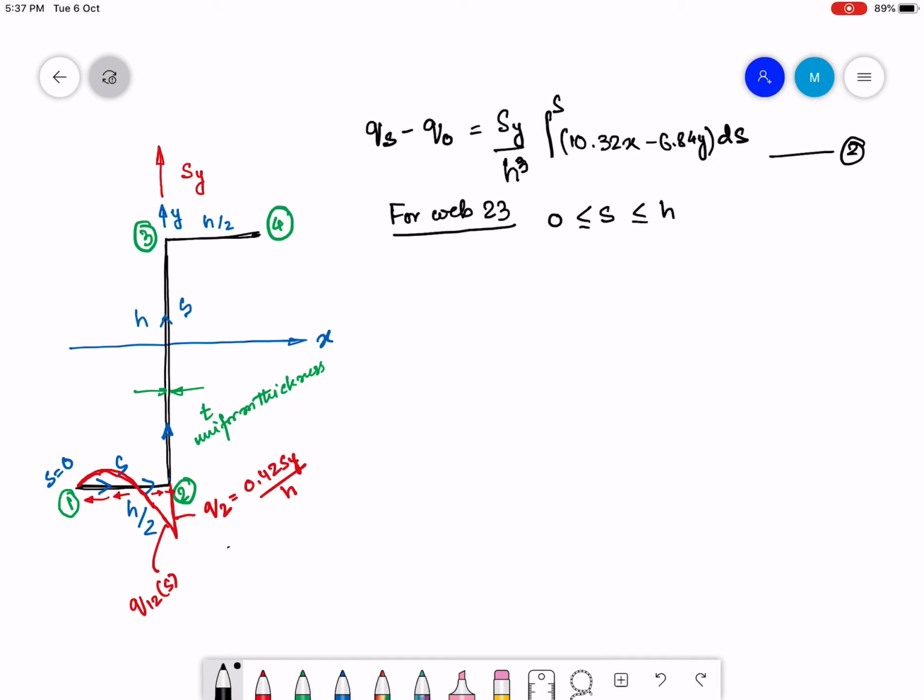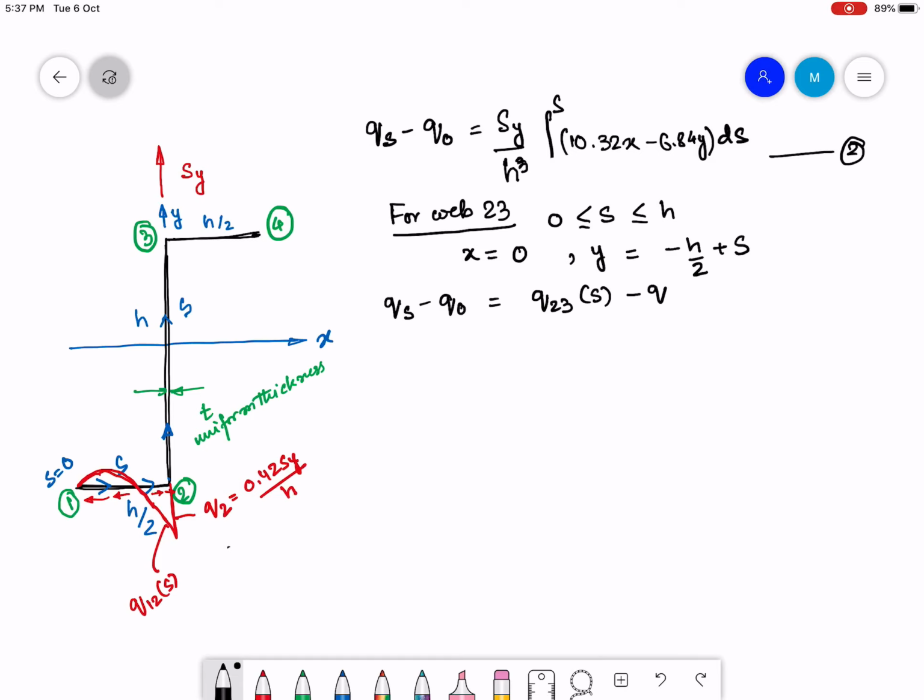Now again I need to express X and Y for portion 2-3 in terms of S. So what is X going to be? X is always 0 irrespective of S for portion 2-3. And then Y, what is Y? Y is equal to minus H by 2 plus S. Okay, so now what I have to do is say that Q(S) minus Q0 for this portion is Q23, which is a function of S, minus Q0.